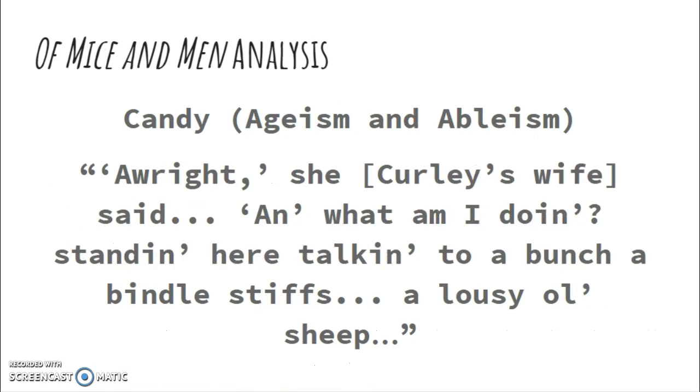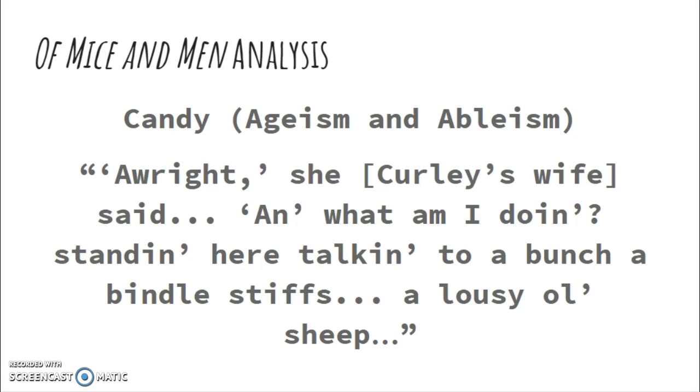The third and final example I want to talk about is Candy and the ageism and ableism that he faces. Ageism is an example of prejudice for people who are either overly young or overly old. In Candy's case, overly old. And ableism would have to do with people who suffer from disabilities. In describing Candy, Curly's wife says, "All right, and what am I doing? Standing here talking to a bunch of bindle stiffs and a lousy old sheep." Candy is the lousy old sheep that she's talking about.